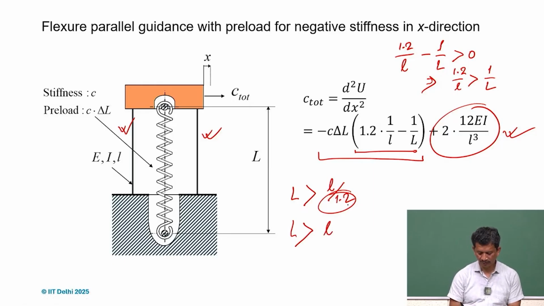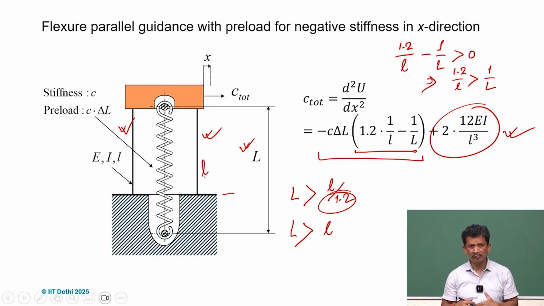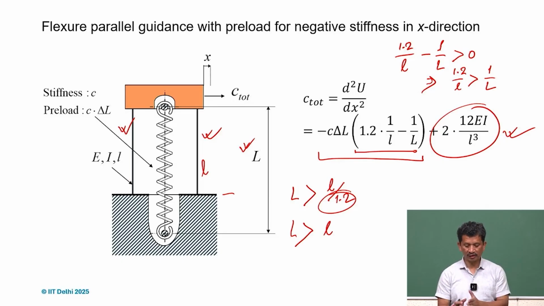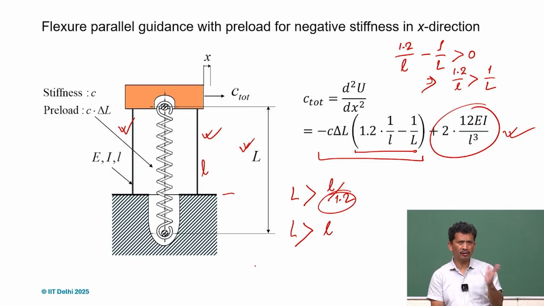So some 0.8 or something, but as a rule of thumb, what we can say is this l has to be bigger than this L. So it has to be below. Otherwise, we cannot get this negative stiffness. So it has to be below, and then only will we be able to achieve that negative stiffness. So that's something we have to remember, keep in mind.